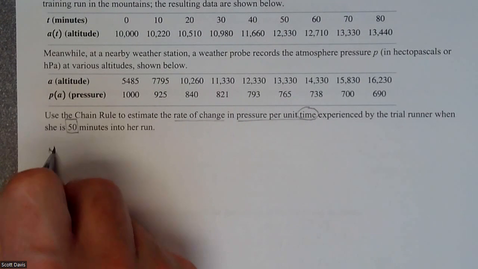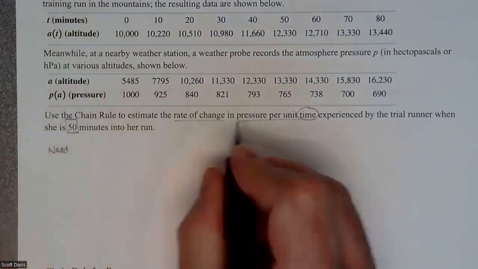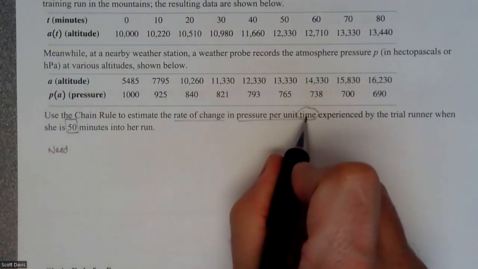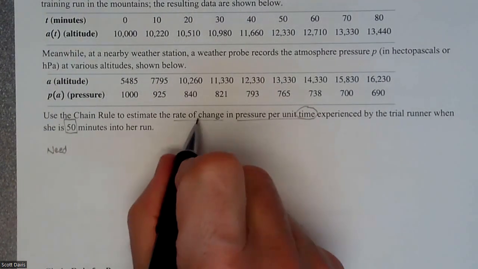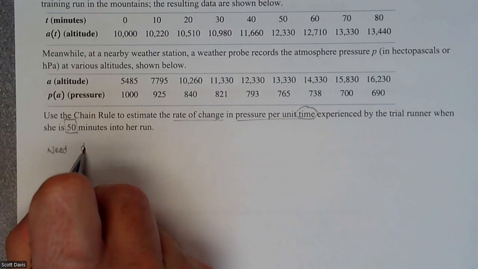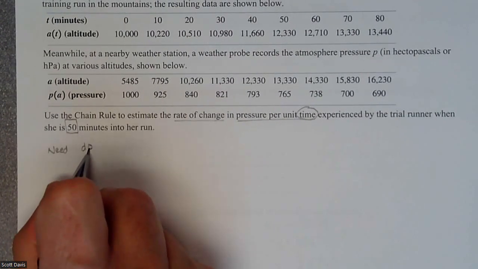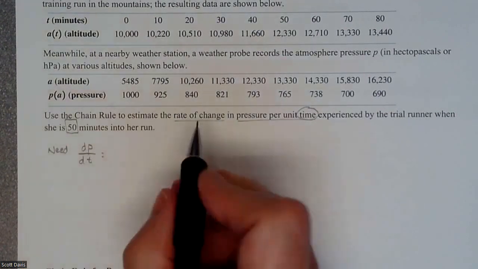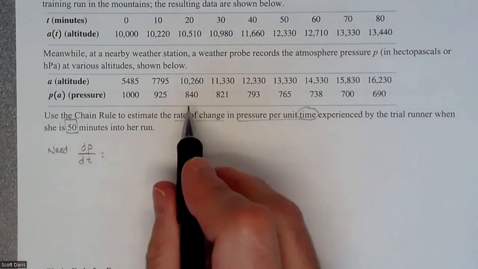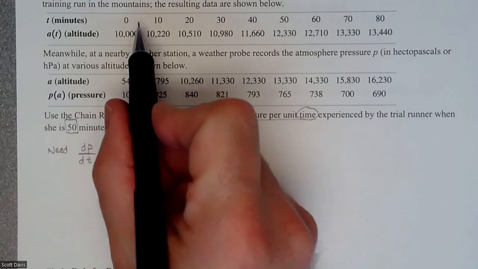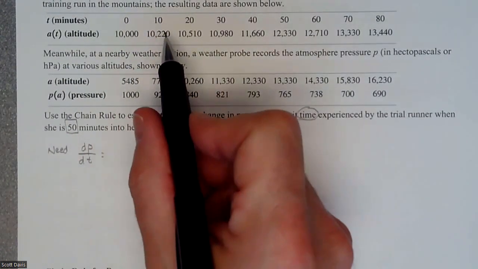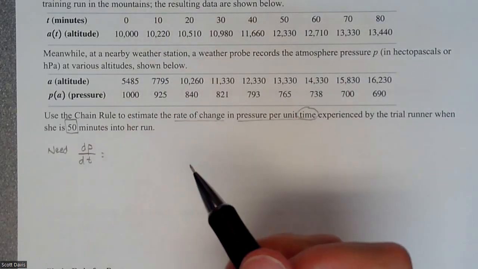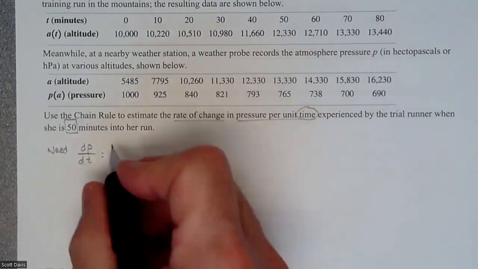here's what we need. So if I kind of make sense out of this, pressure per unit time, we're finding a rate. So it's our change, our rate in pressure related to our change in time. The problem is we don't have a table that relates pressure with time. We have a table that relates pressure with altitude, and then another one that relates altitude with time. So that's actually our approach.